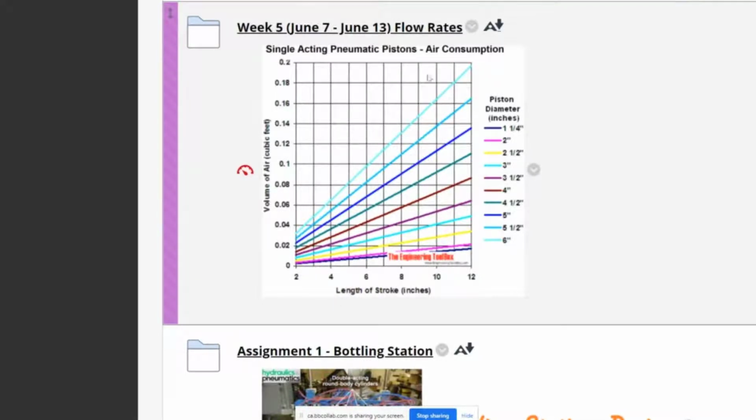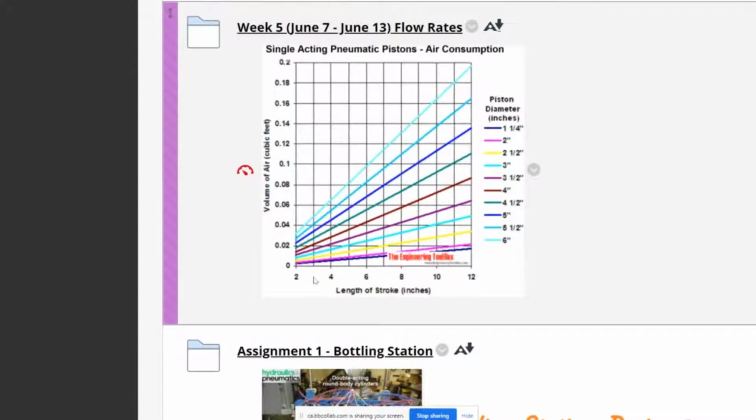Technically, this is talking about cylinders that have the rod travel equal to the stroke, okay? So that's the length of the stroke, and then we can see this for a 6-inch bore all the way down to a 1 1/4 inch bore. We can see the volume displaced in cubic feet. It goes up and up and up, and it's actually linear.